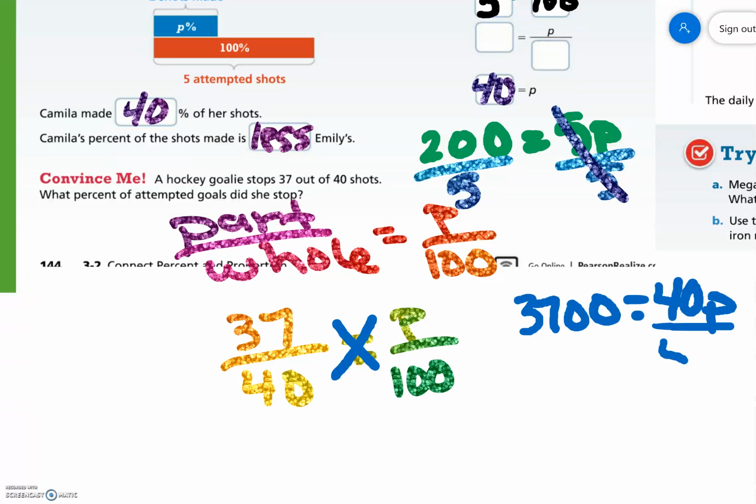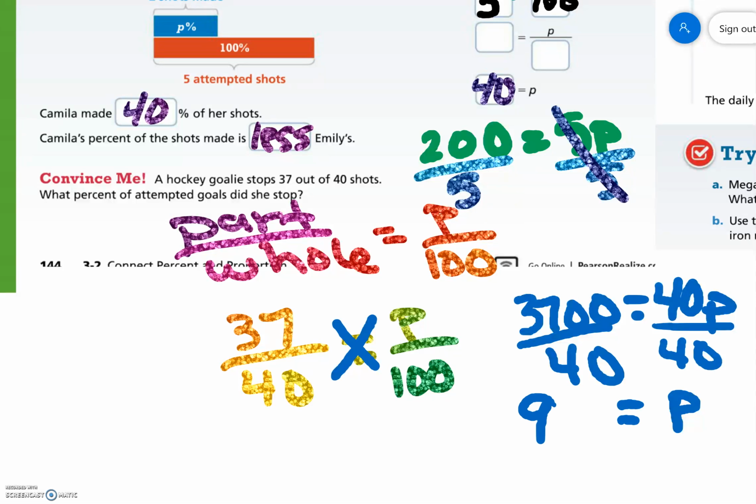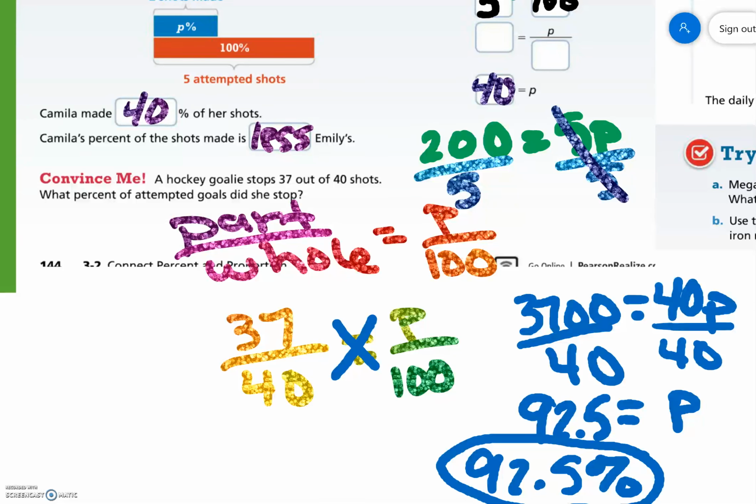Trying to get p by itself means we have to divide both sides by 40. So we divide by 40, p equals 92.5. So she stopped 92.5%. This number makes sense to me because 37 is really close to 40, so she should have stopped almost 100% of the shots.